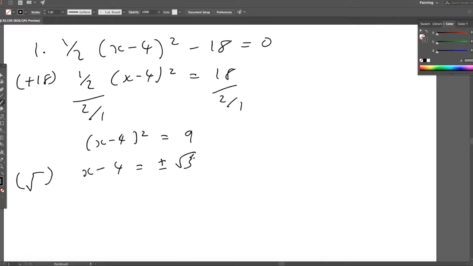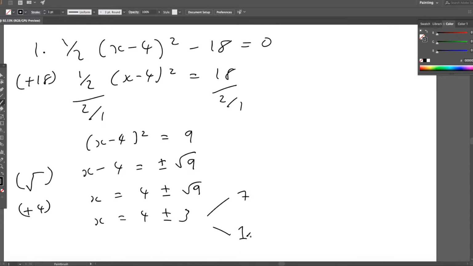Oh, my bad. Square root of 9. So then we have to add the 4 to get the x on its own, which is x equals 4 plus minus the square root of 9. And we know the square root of 9 is 3, so we just take that out. So it's x equals 4 plus minus 3. So we'll have two solutions. So we'll either have 7 or 1. Done.